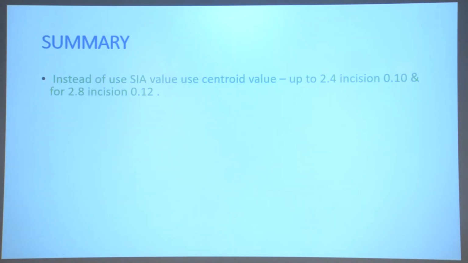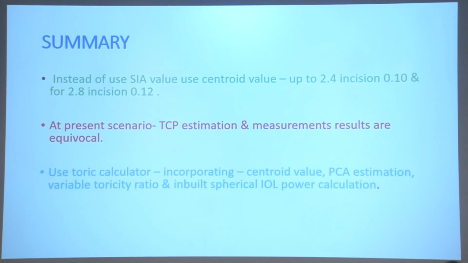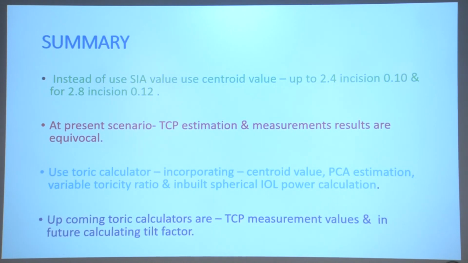So in summary, instead of SIA value, use the centroid value. In the present scenario, total corneal power estimation and measurement, both are equivocal. No need to buy hi-fi equipment for the posterior corneal power. Use the toric calculator which incorporates all these: centroid values, PCA estimations, variable toricity ratio, and inbuilt spherical IOL power calculations. And upcoming toric calculators are coming with tilt factor elements.